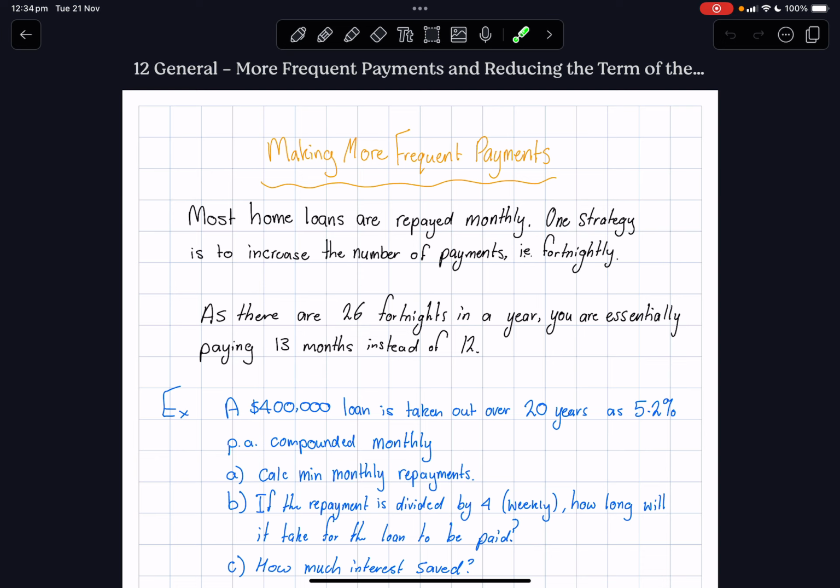Today we're going to look at some strategies for reducing the interest paid on a loan. Typically this will be a home loan or a car loan or something like that, and we're going to go through a few different strategies today.